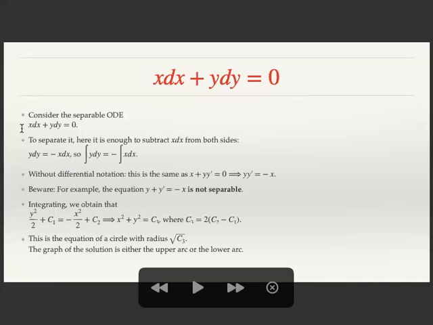I guess this is an example of an equation written in differential form: x dx plus y dy is equal to 0.